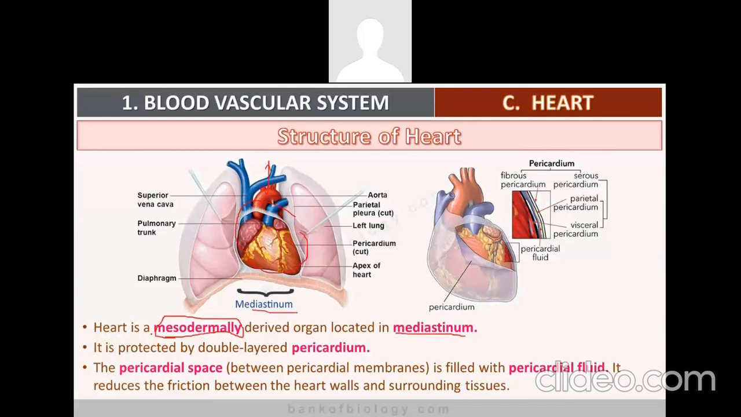It is protected by a double layered membrane which is called the pericardium, and the space between the two membranes is called the pericardial space, which is filled with the pericardial fluid, and this reduces the friction between the heart walls and the surrounding tissues of the heart.